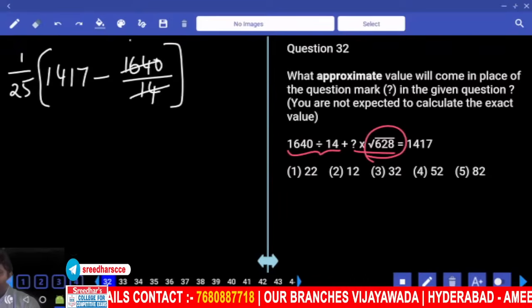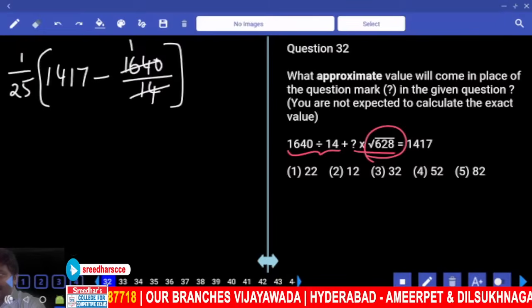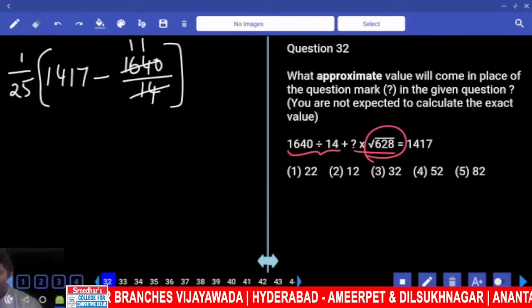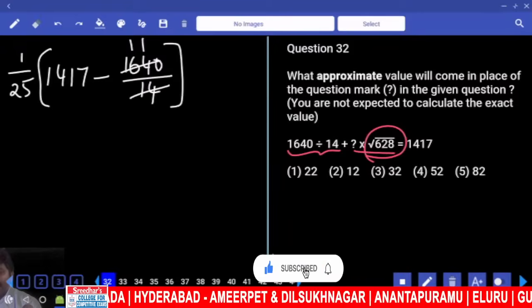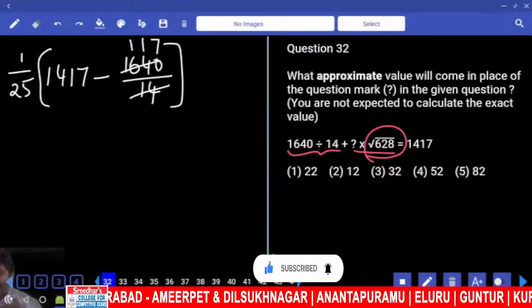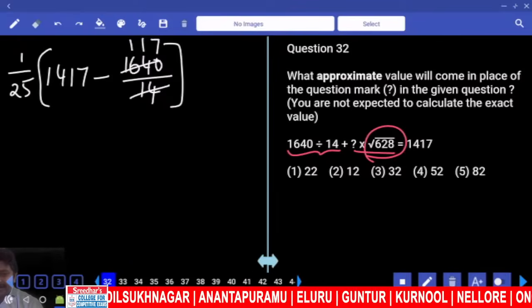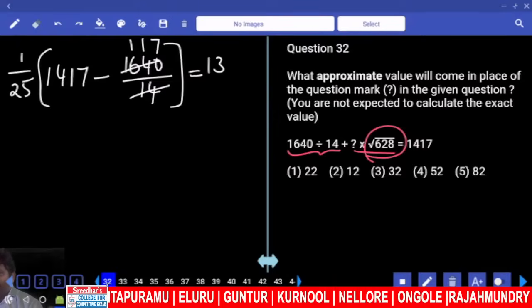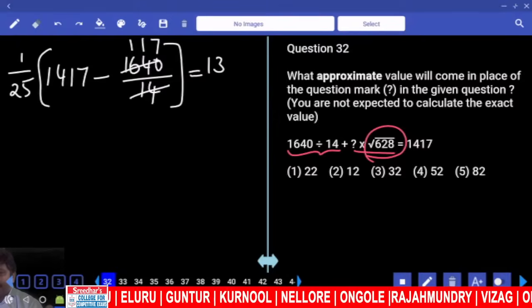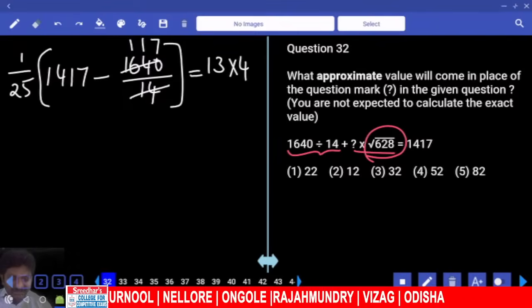14. Once 14. Come on. 24. Again once. 100 we have. 100 we have 7 times. 117 subtracted from 1417. 1300 divided by, in 100 how many 25s will be there? In 1300, 13 into 4 only. Answer 52.